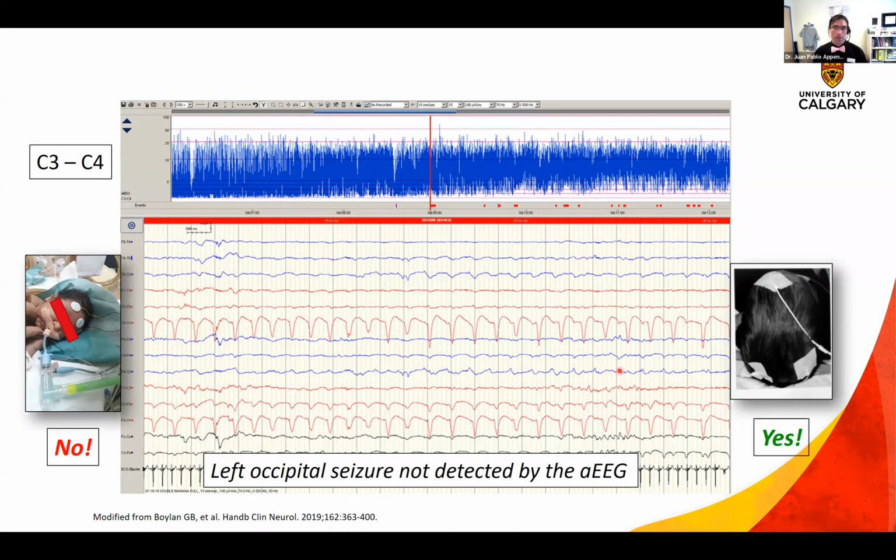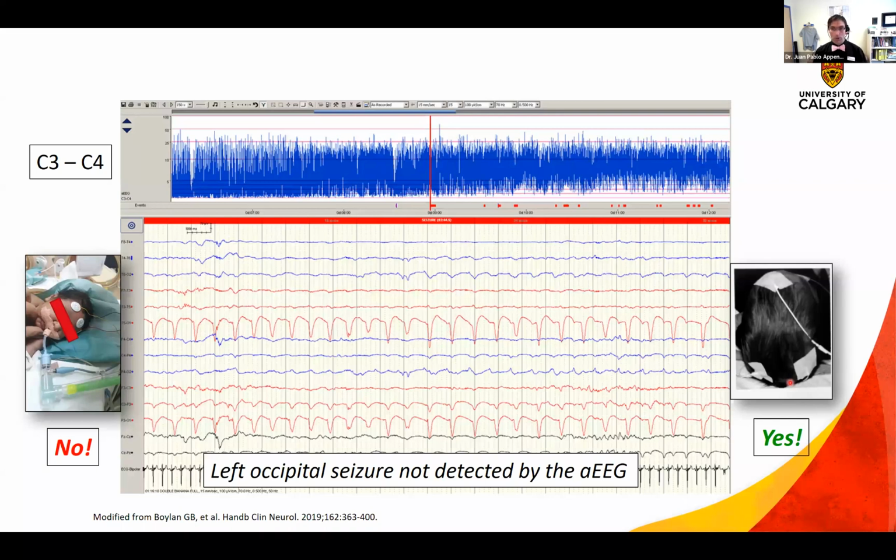We need to put the electrodes, our eyes, where the problem is. For instance, here we have a single amplitude integrated EEG that compares the left and right central areas, and obviously they miss it because the seizures were very occipital. In this case, if we put the electrodes here as an example, that is very incorrect because we're going to be missing the seizures.